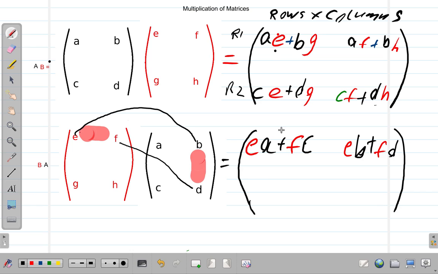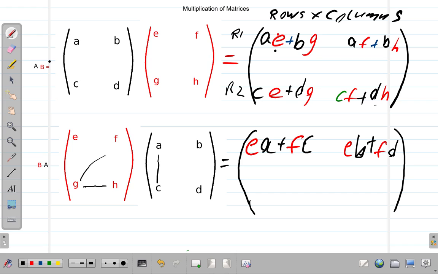Then this one is in row 2, column 1. So we multiply row 2 by column 1. So it's going to be this row multiplied by this column. First times first, G times A. So it's going to be GA plus second times second element, H times C, which is going to be HC. You see that?